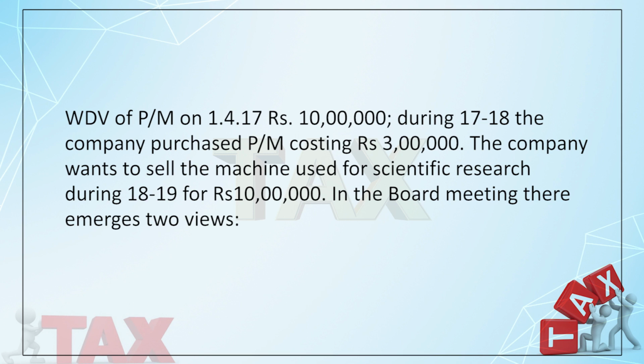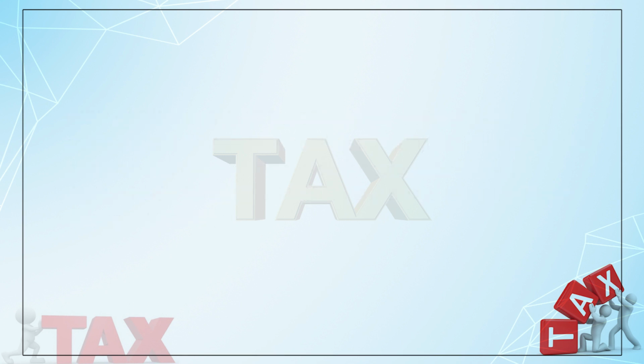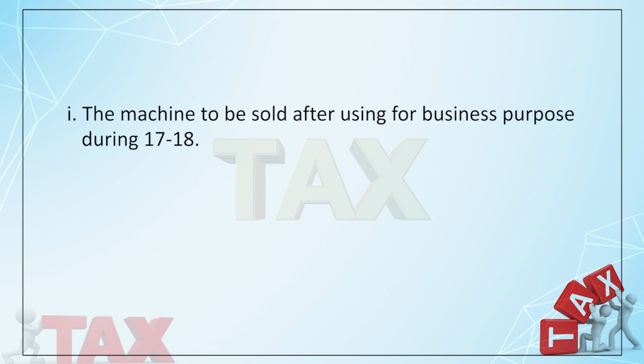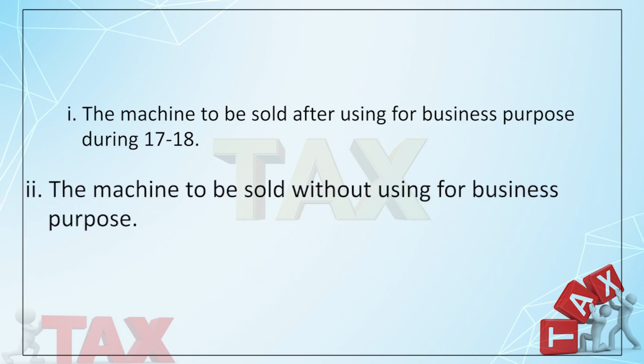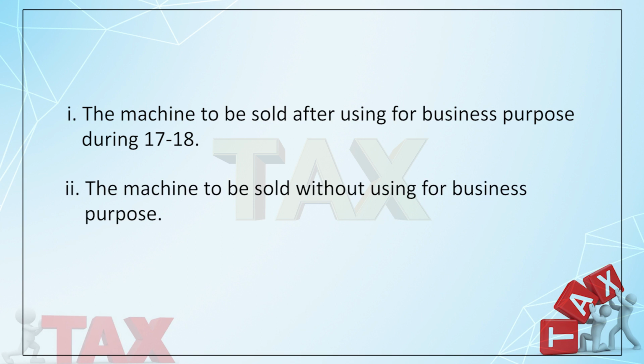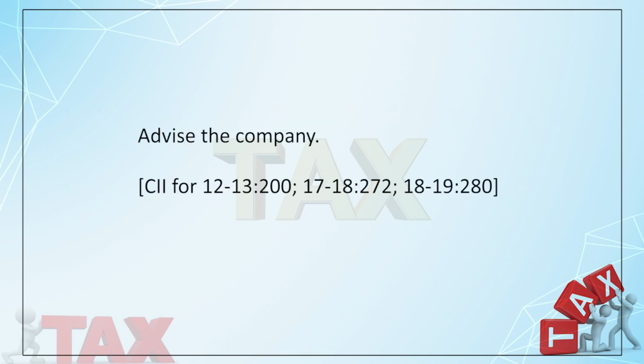And in the board of directors meeting, there are two views. One portion of the board of directors is of the view that the machine is to be sold after using it for business purpose during 17-18, then you sell in 18-19. The other view is to sell the machine during 18-19 directly. Now advise the company. You are given the CII, that is the cost inflation index. Now you go for the solution.